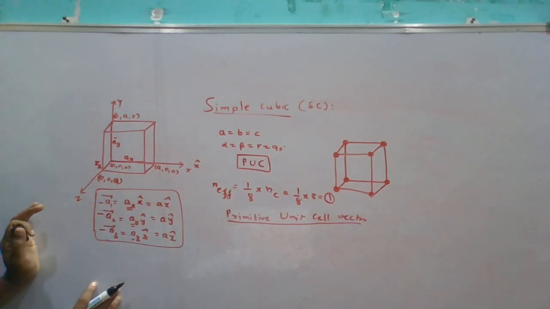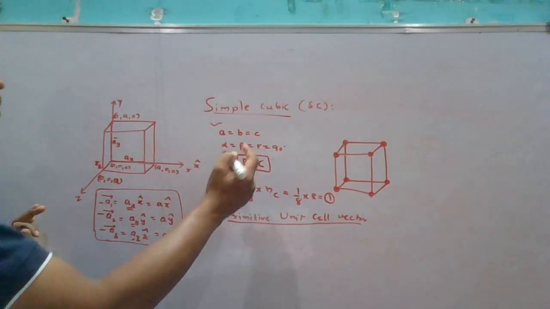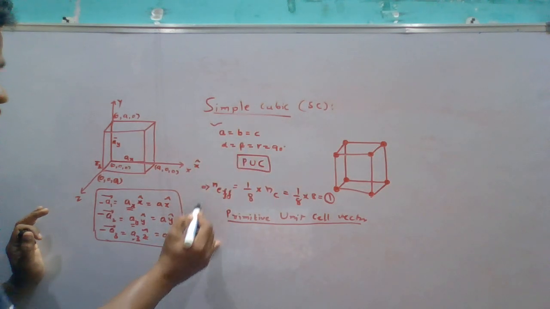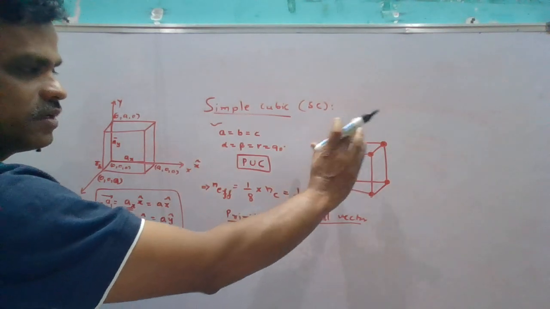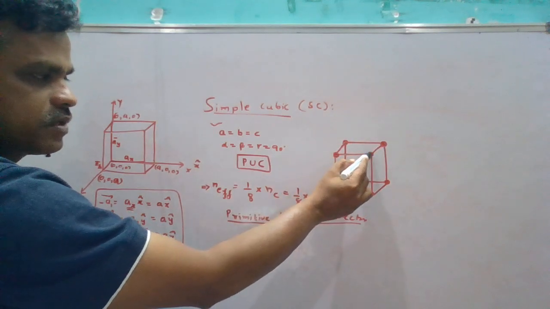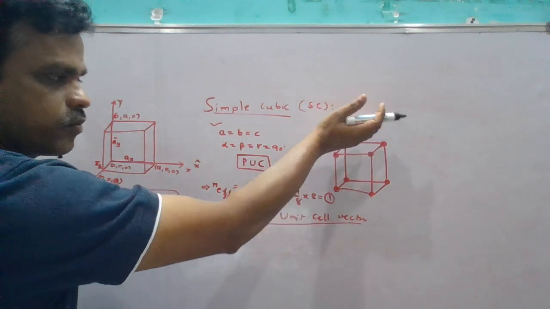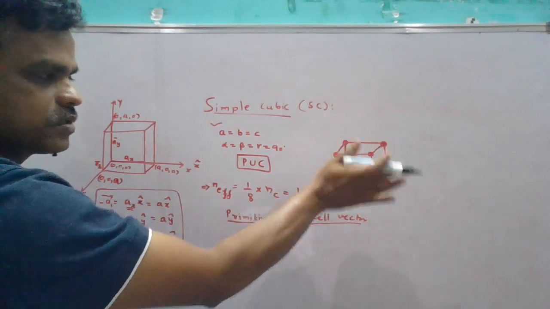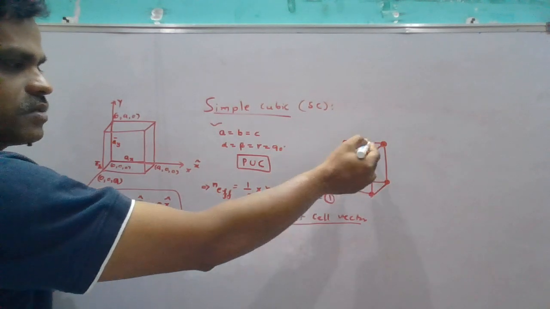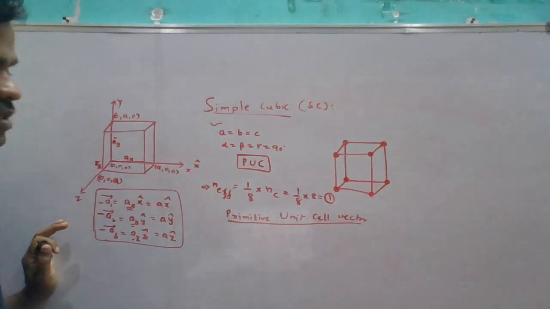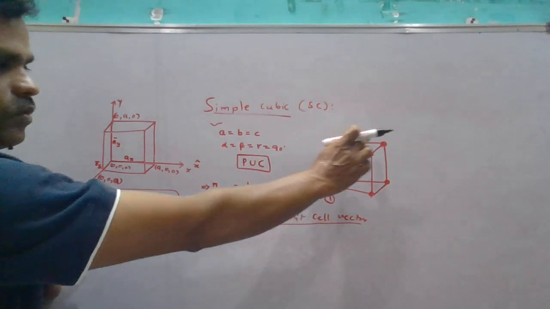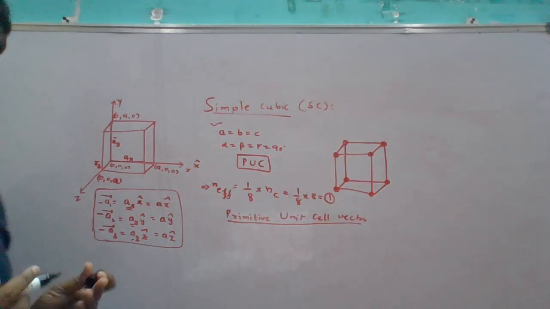So I discussed the characteristics: A equal to B equal to C, alpha, beta, gamma equal to 90. That is a primitive unit cell. Now the number of effective lattice points. Every lattice point is shared with 8 identical cubes. For example, take this point: above it there are 4 cubes, below it 4 cubes, total 8. It is sharing with 8 cubes. So 1 by 8 into NC, where NC is the number of lattice points at the corners. So 1 by 8 into 8 is equal to 1.